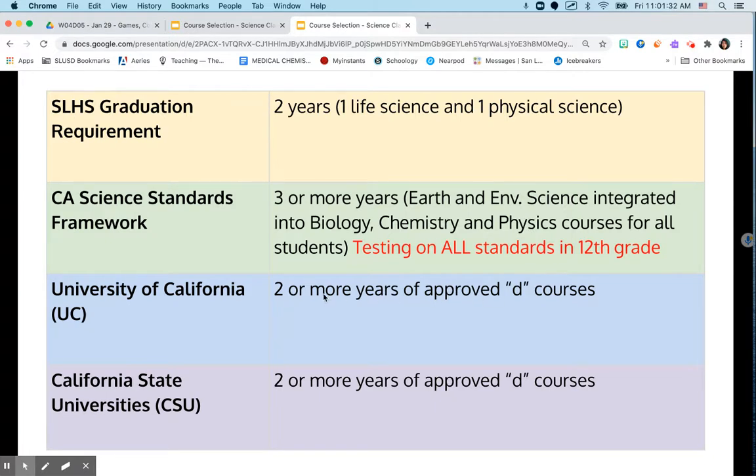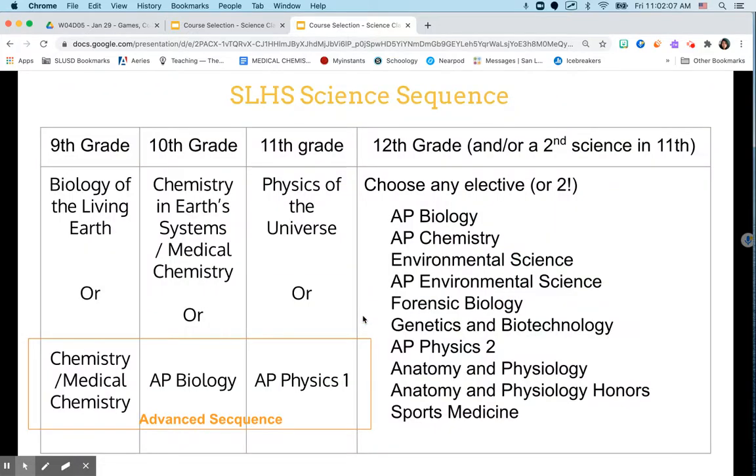So you might notice that to apply to a UC and a CSU, 2 years of science courses is required. These are your letter D courses in the A through G requirements. I'll talk more about the A through G requirements in a little bit. But for UCs, 3 years is recommended, right? And that's these three that they mainly look for. So therefore, you might want to take 3 years or these three options, especially if you're considering applying to a UC of some sort.